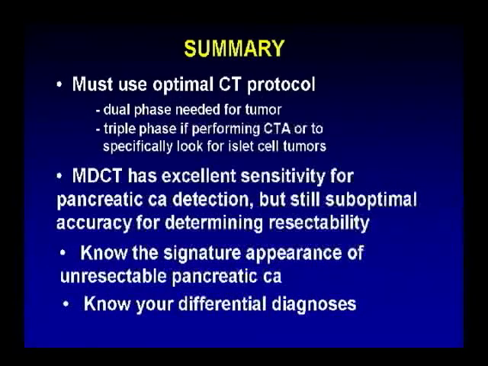So in summary, in performing pancreatic imaging, you should use optimal CT protocol. Triple phase with the arterial phase is important if you're thinking about doing CTA or if you're specifically looking for an islet cell tumor. Remember that CT has excellent sensitivity for detecting pancreatic carcinoma, but there's still suboptimal accuracy for determining resectability. Know the signature appearance of unresectable pancreatic carcinoma, and obviously know your differential diagnoses.